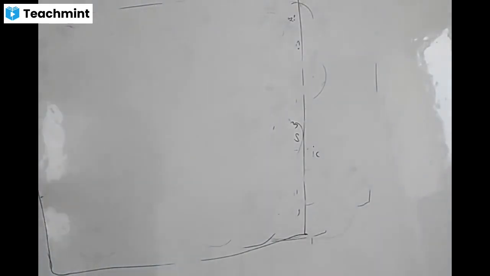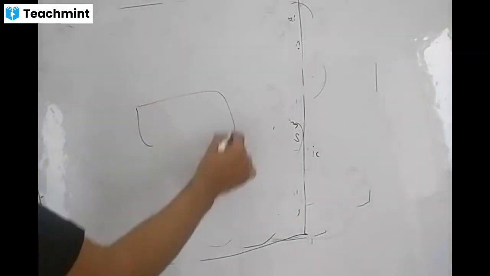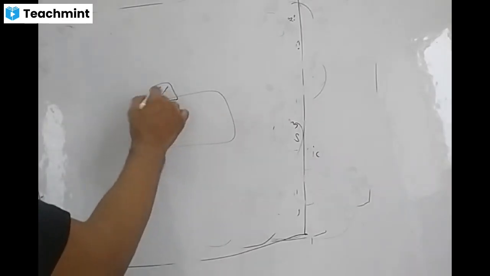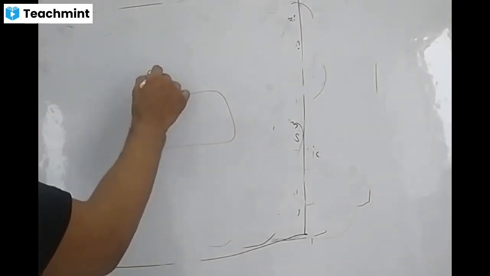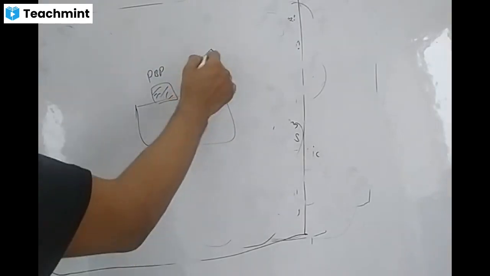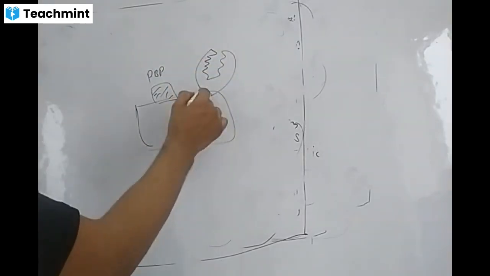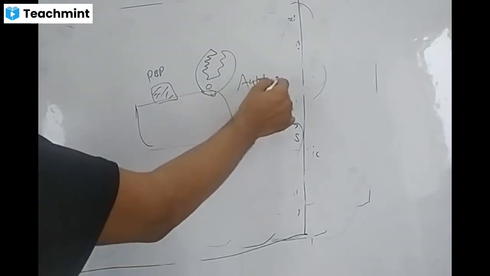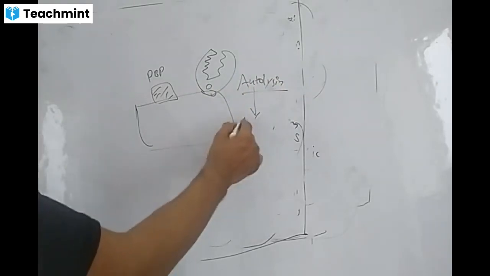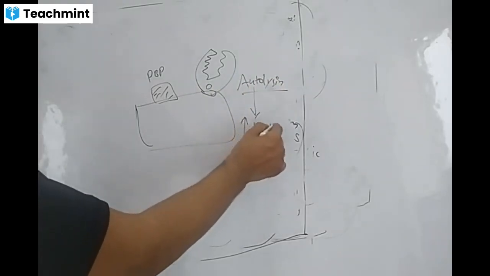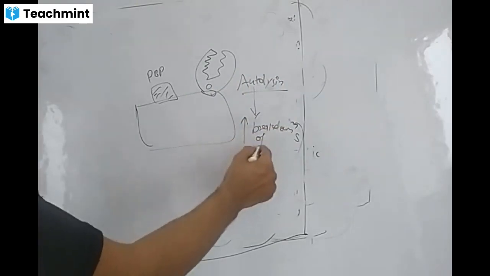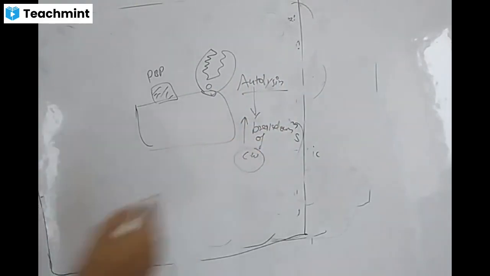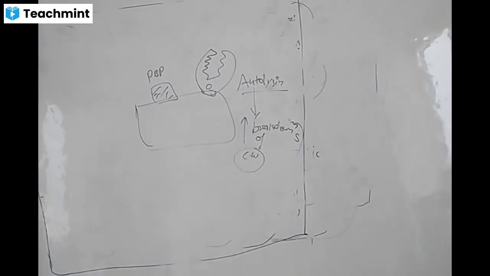Then there is one more molecule, just like your penicillin binding protein. This molecule is known as autolysin. Autolysin increases the breakdown of cell wall. It helps in the remodeling of cell wall. Keep on degrading and keep on synthesizing.